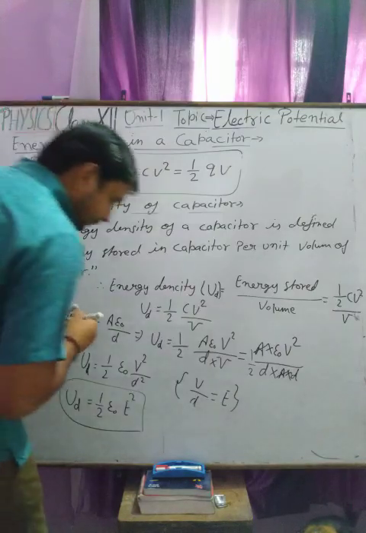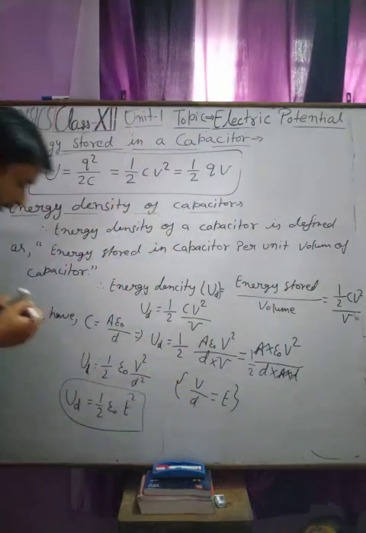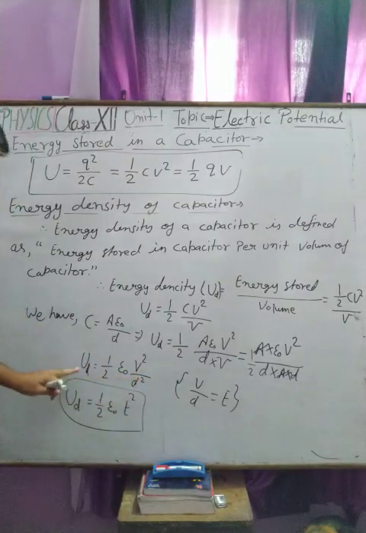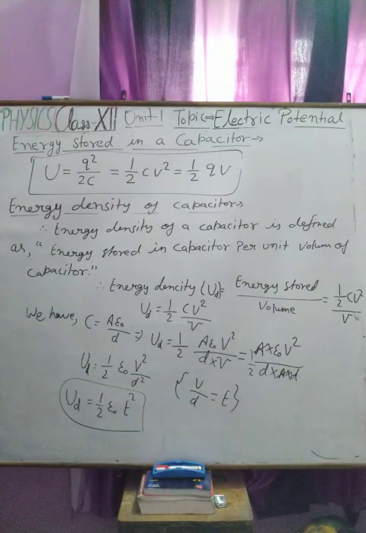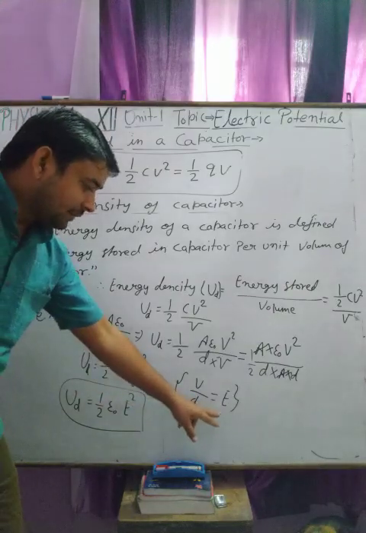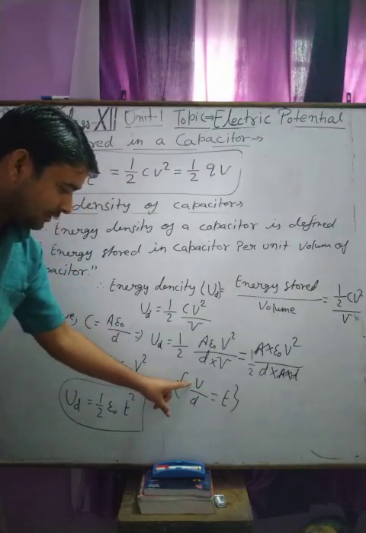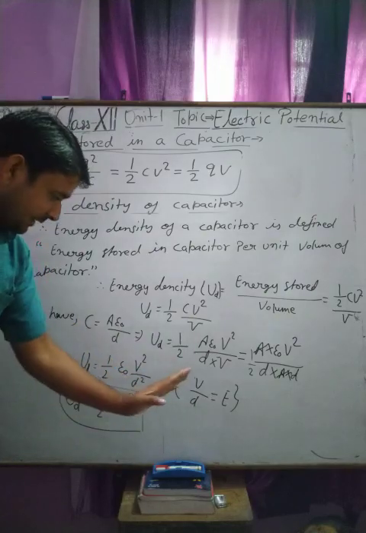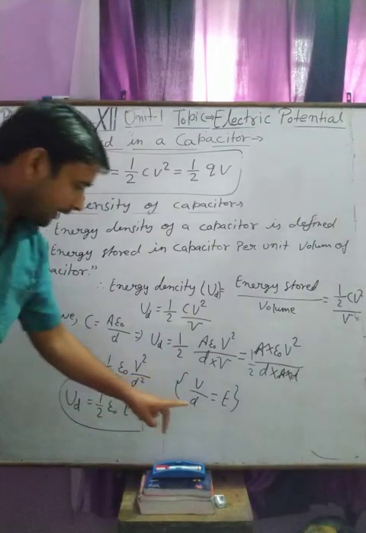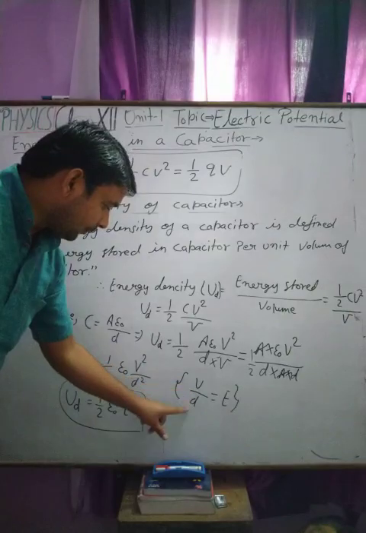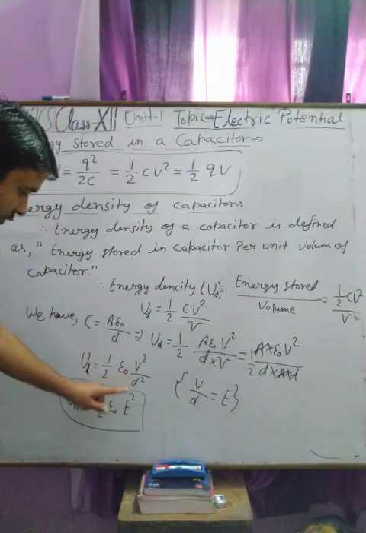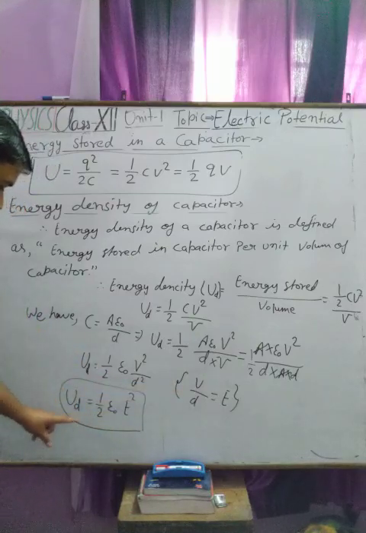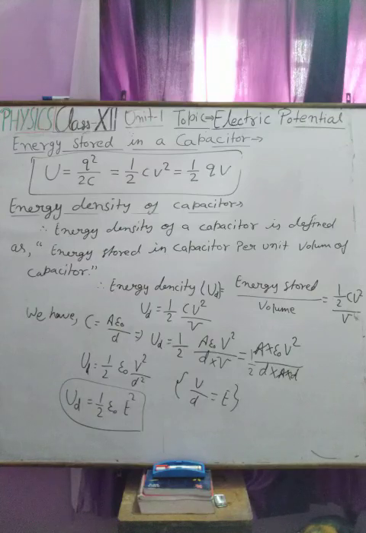Okay student, this we get: energy density is half epsilon naught V square upon d square, and we know that electric field is given by potential difference upon the distance, that is E is equal to V upon d. On putting E in place of V square upon d square, we get energy density is half epsilon naught E square. Copy this.